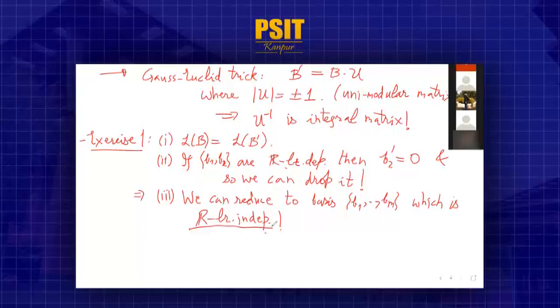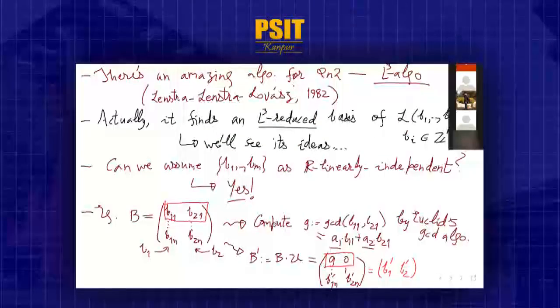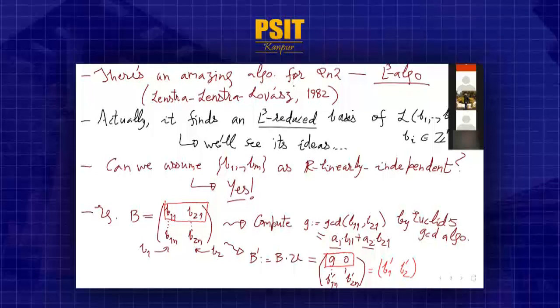Okay, so this algorithmically answers the question: can we assume our lattice to have linearly independent basis vectors? So the answer is yes. Given anything, you can convert the basis to actually independent vectors, and they will still be in the lattice. They will still generate the same lattice.